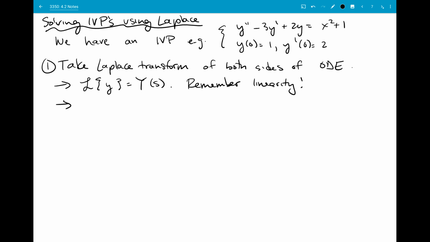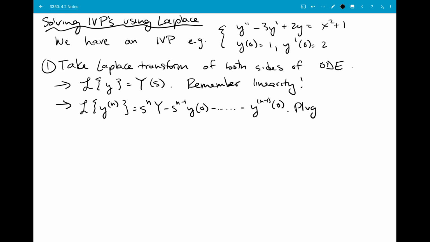And then another thing that's going to be important is when you're taking the Laplace transform of both sides, that's when your derivatives show up. So you're going to need to use your formula. L of the nth derivative of y is s to the n times big Y minus s to the n minus 1 little y of 0, down until your last initial condition. And when you do that, you're going to plug in initial conditions. Those are these things right here.